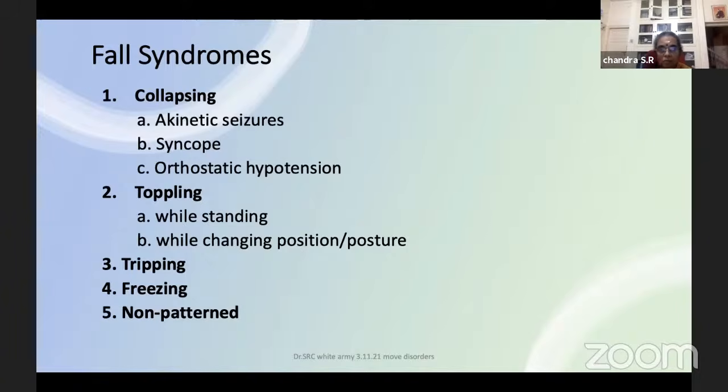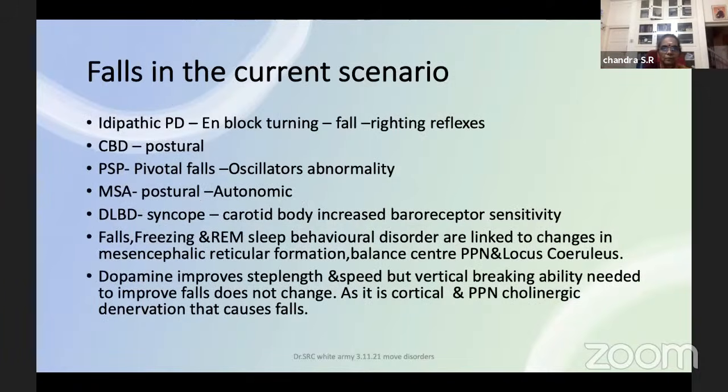So toppling falls due to postural imbalance can happen during changing position or posture. You may trip and fall, pyramidal disease, dystonia. You may freeze and you may fall due to freezing. And you can have unpatterned falls. That may be psychogenic, or sometimes even the PSP falls are unpatterned.